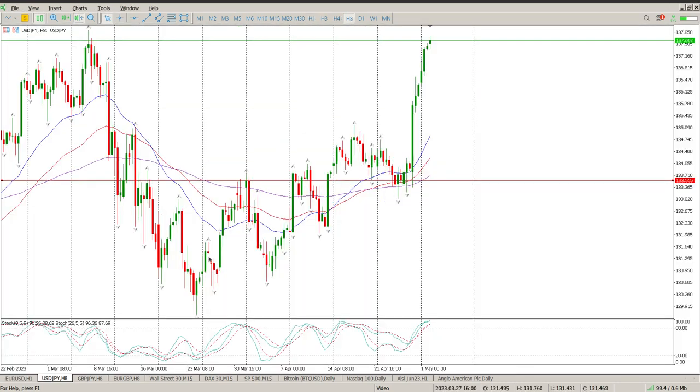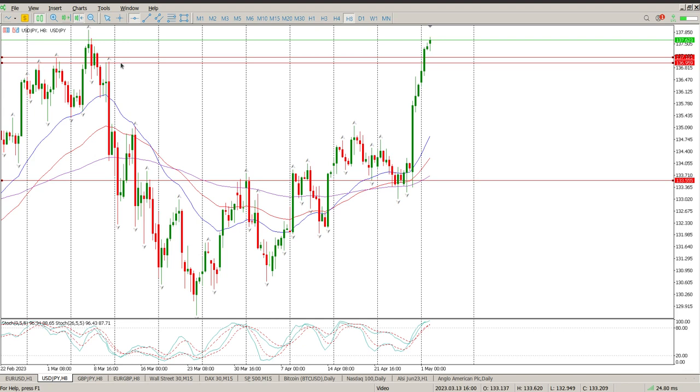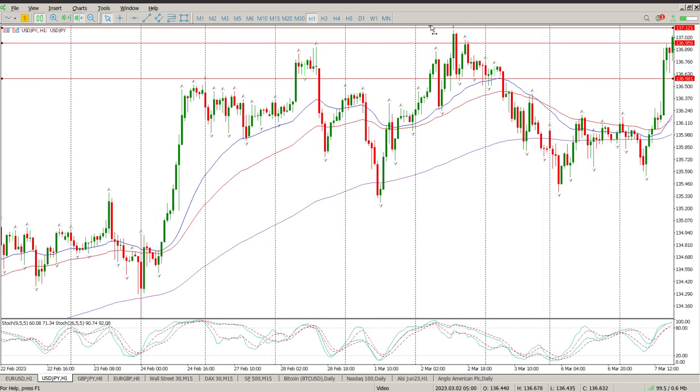Moving on to US dollar Japanese yen, and you can see the massive aggressive move we had here on Friday, well, the whole of last week basically, and then yesterday, Monday, it continued to the upside. This is just flying through structure. And I just want to put these three in because that is probably what we need to be paying attention to.